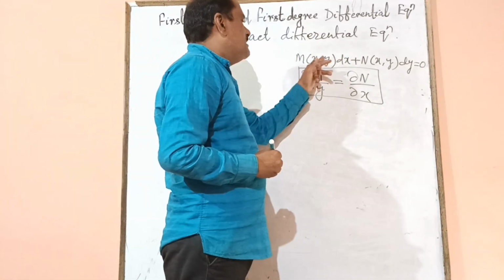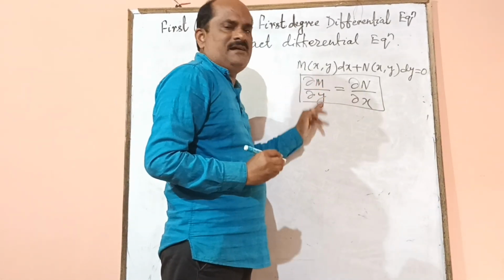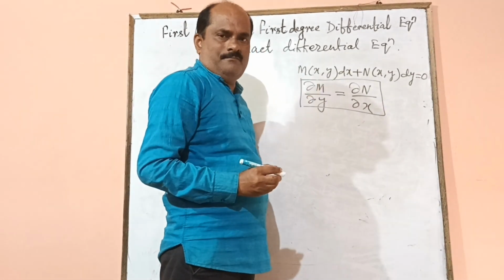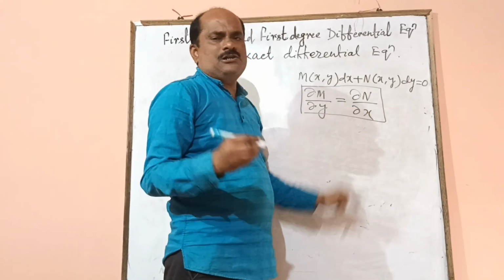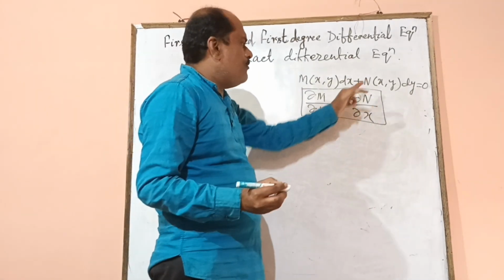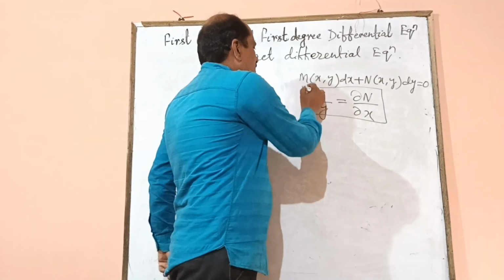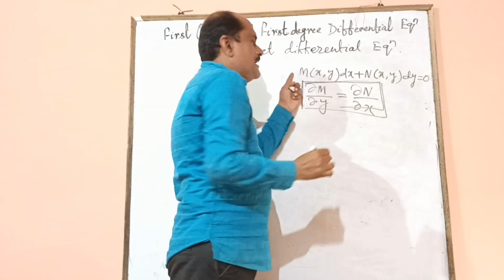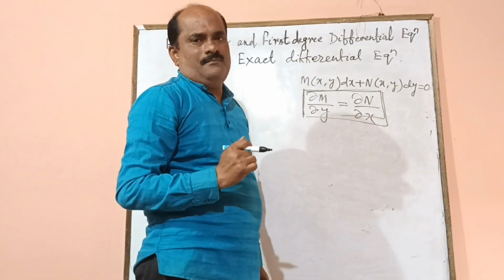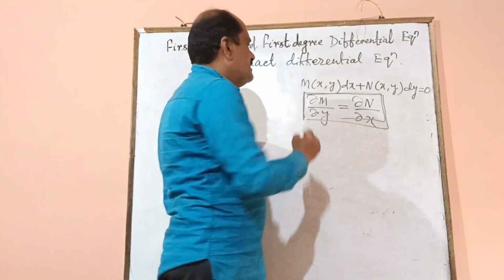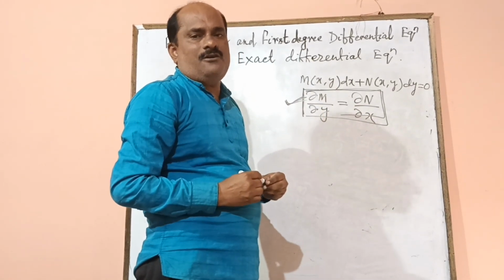Partial derivative of M with respect to y: M is a function of two variables, and we take its derivative with respect to y. Here x is treated as constant. We take the partial derivative of N with respect to x. N is a function of two variables x and y, and we take the derivative only with respect to x, with y treated as constant. If these two are equal, then the left side must be the derivative of some function. This is an exact differential equation. This is how you test whether a differential equation is exact or not.